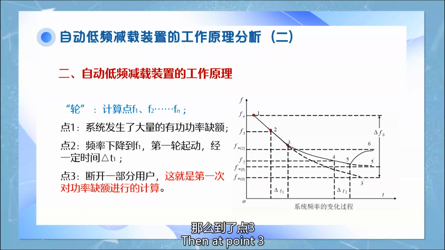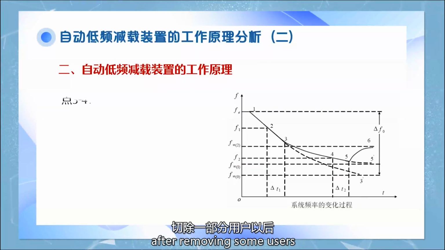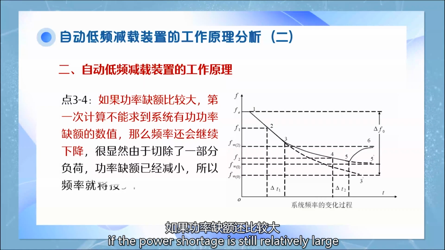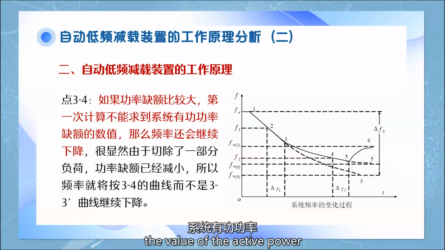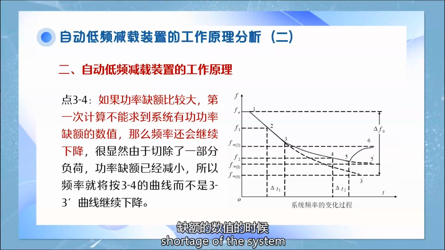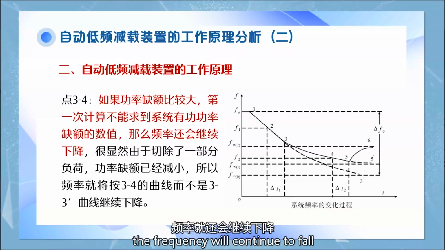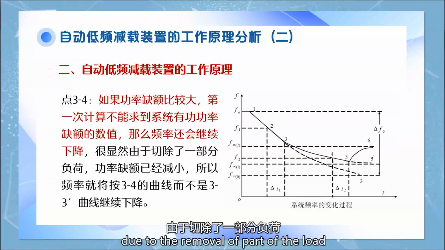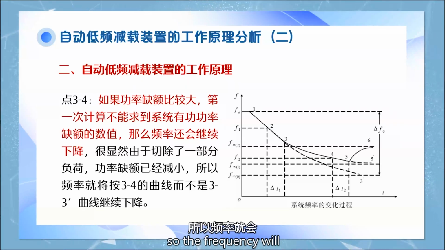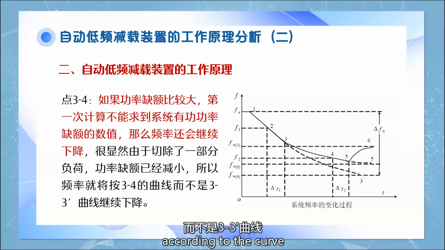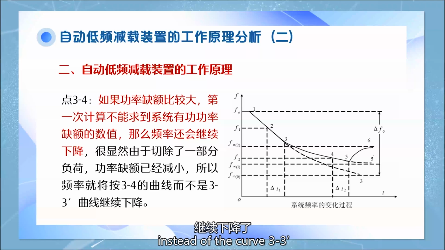Then, at point 3, after removing some users, if the power shortage is still relatively large, the first calculation does not get the value of the active power shortage of the system. The frequency will continue to fall, but at this time, due to the removal of part of the load, the power shortage has been reduced, so the frequency will continue to fall according to the curve from 3 to 4 instead of the curve from 3 to 3.